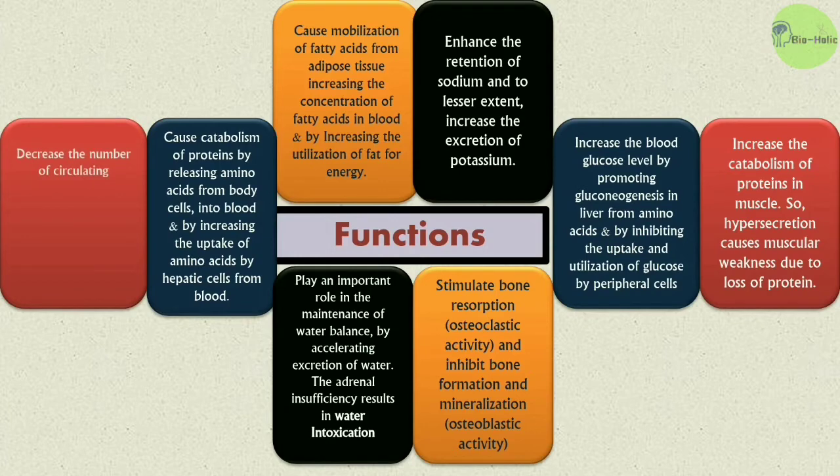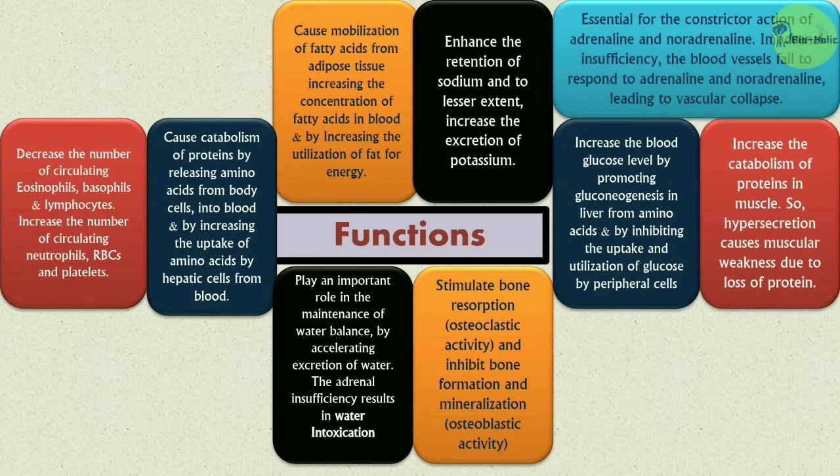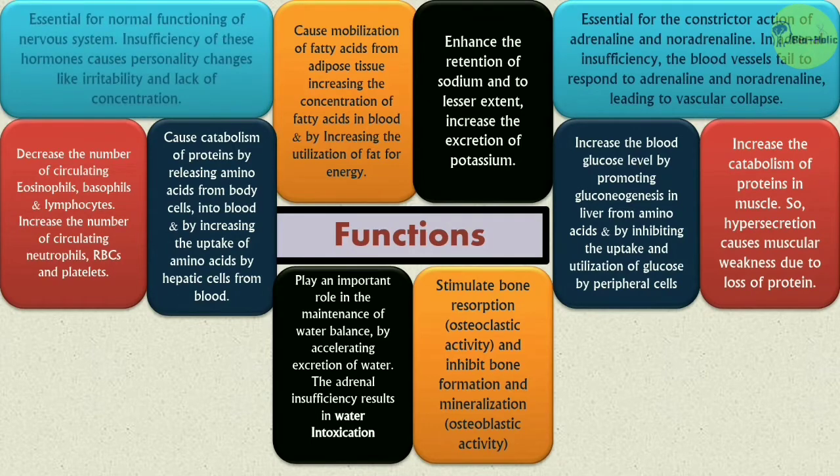They also decrease the number of circulating eosinophils, basophils, and lymphocytes. On the other hand, they increase the number of circulating neutrophils, RBCs, and platelets. They are also essential for the constrictor action of adrenaline and noradrenaline. In adrenal insufficiency, the blood vessels fail to respond to adrenaline and noradrenaline, leading to vascular collapse. They are also essential for normal functioning of the nervous system. Insufficiency of these hormones causes personality changes like irritability and lack of concentration.